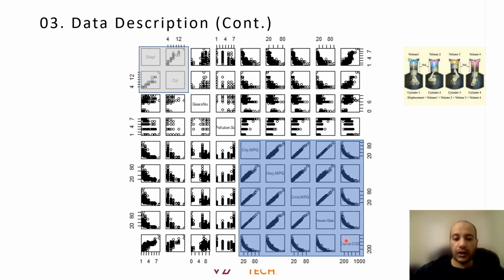So also for the combined CO2, this is our response. It's very clear that we have a second degree relationship between the CO2 and either the city MPG or even the highway MPG. But there's a little bit of deviation. It's not just a smooth line. So in our model, I will try to fit as much as I can with other variables, not just the city MPG.